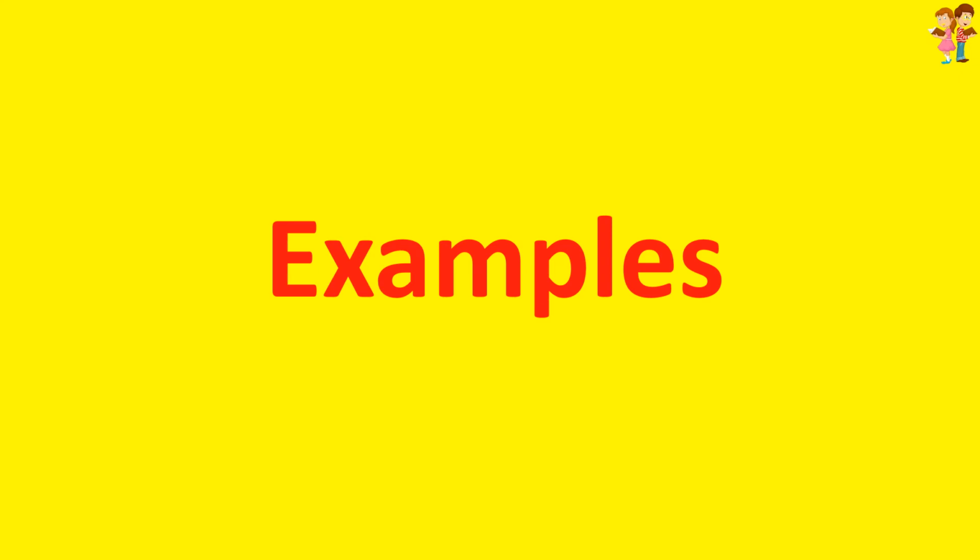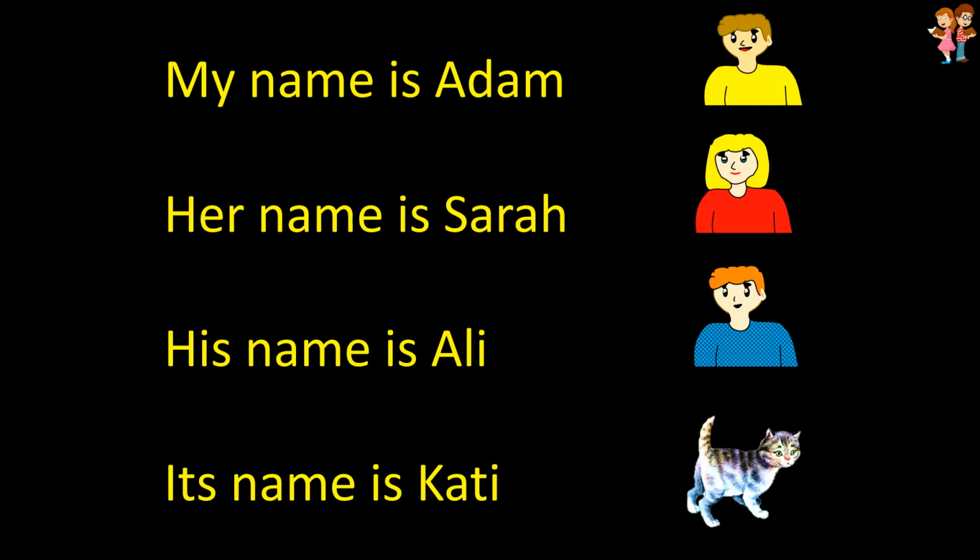Examples. My name is Adam. اسمي آدم. Her name is Sarah. اسمها سارة. His name is Ali. اسمه علي. Its name is Katy. اسمها كاتي.